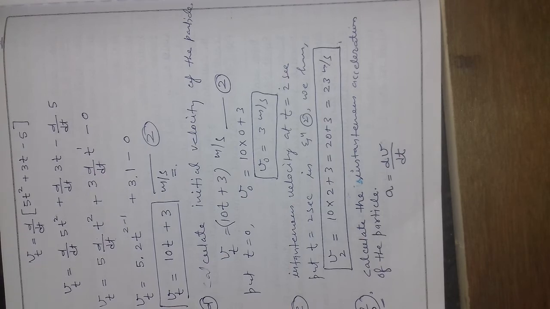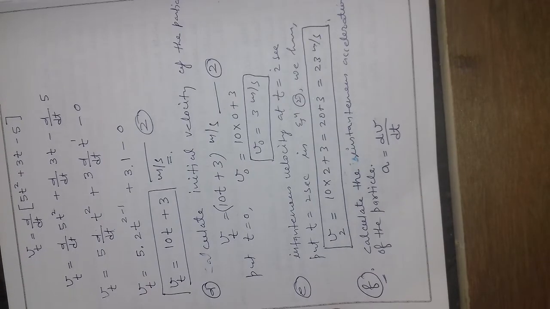Now moving to part E, we have to calculate instantaneous velocity at time t is equal to 2 seconds. Put t is equal to 2 seconds in equation 2. We have v2 is equal to 23 meter per second. Now moving to part F, we have to calculate the instantaneous acceleration of the particle. You know, instantaneous acceleration of the particle is dv over dt, which is the differentiation of instantaneous velocity with respect to time. a is equal to dv over dt.